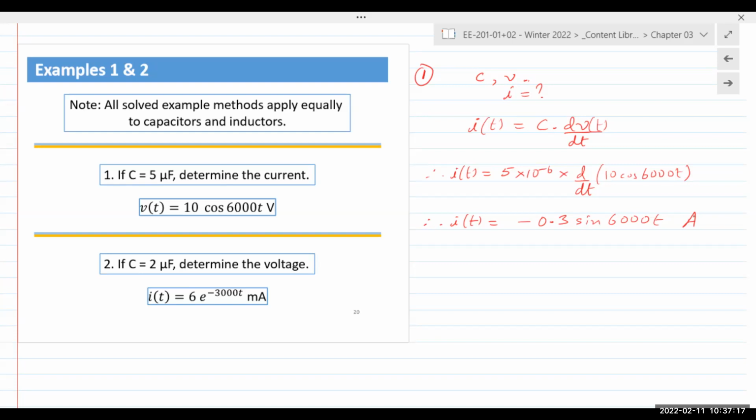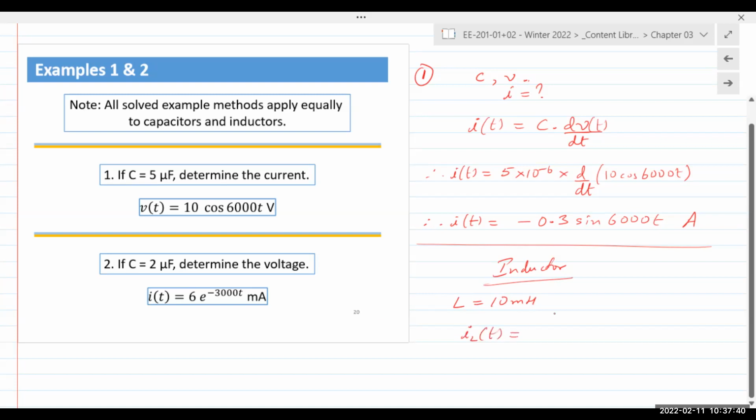Straightforward enough, right? So if the same question was applied to an inductor, the L value would be given, let's say 10 millihenry, and you were given the inductor current IL of t as 10 cos of 6000 t.